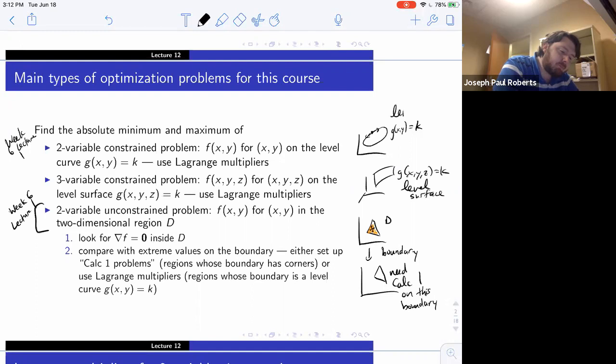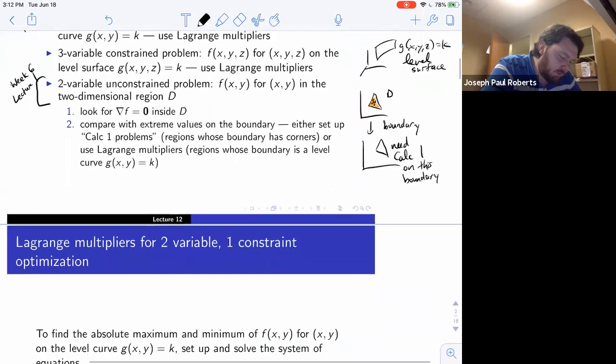You get a level curve for g of x, y equals k, but you get a level surface for g of x, y, z equals k. And so we'll have Lagrange multipliers for that.